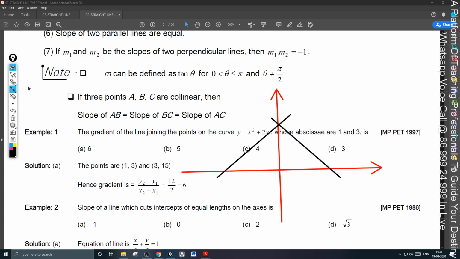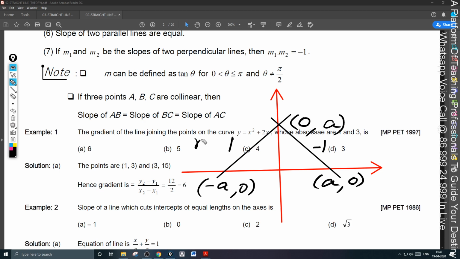Now if it is making equal intercepts on the axis, what happens? This point becomes (a, 0), let me say. The x-intercept is a, and this is (0, a), the y-intercept being equal, and this is (-a, 0) because it is on the negative side of the x-axis. Slope will be (0 - a)/(a - 0), so it is minus 1, and this one is (-a - 0)/(0 - a), it is plus 1.